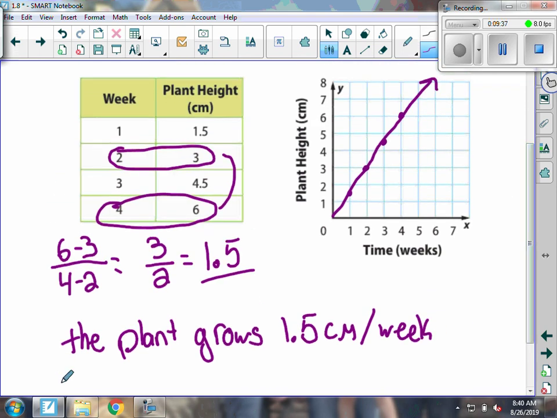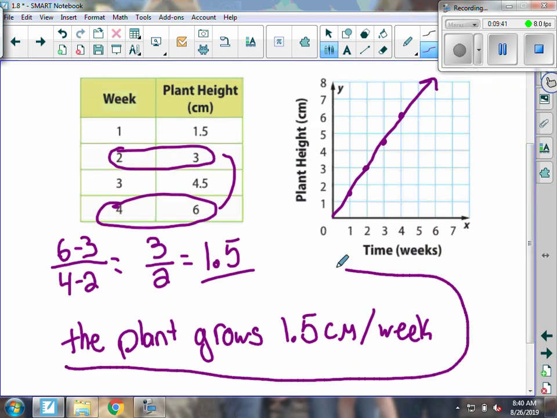So that was a shorter explanation. So you need to have both the explanation, and I need to see how you got your slope to make sure that you're doing it correctly.